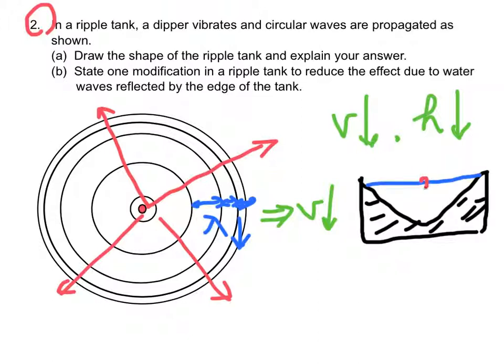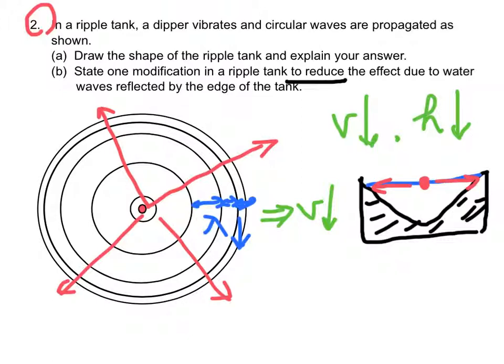And the dipper is at the middle. When the dipper vibrates, the wave travels towards the edges, and the water depth decreases as the water wave travels towards the edge.